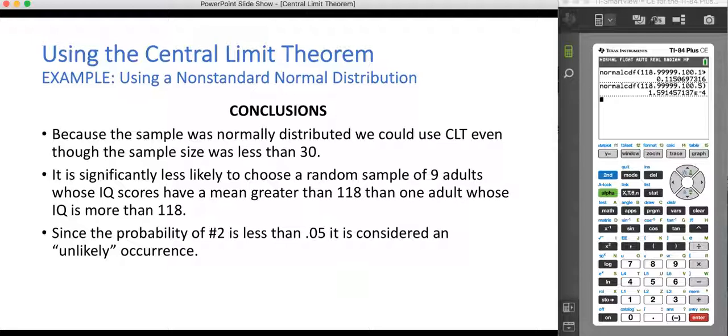So take a look at that. Notice that if we just randomly select 9 people and take note of their IQ scores, the probability that the mean of those 9 adults is going to be greater than 118 is very, very low. The probability is actually less than 0.05, so it's considered to be a very unlikely occurrence. So a couple things I want to point out. Because the population was normally distributed, we were allowed to use the central limit theorem, even though the sample size was less than 30. All right, good luck.